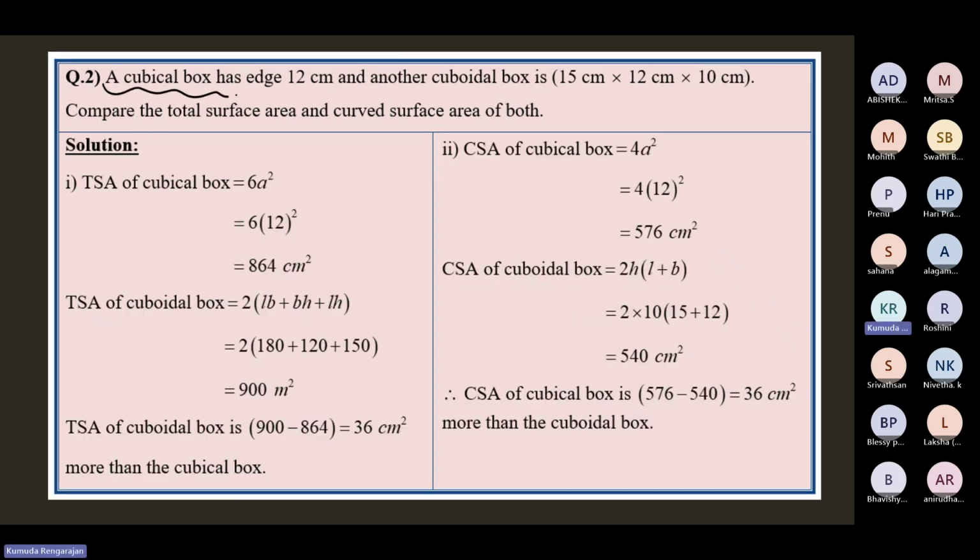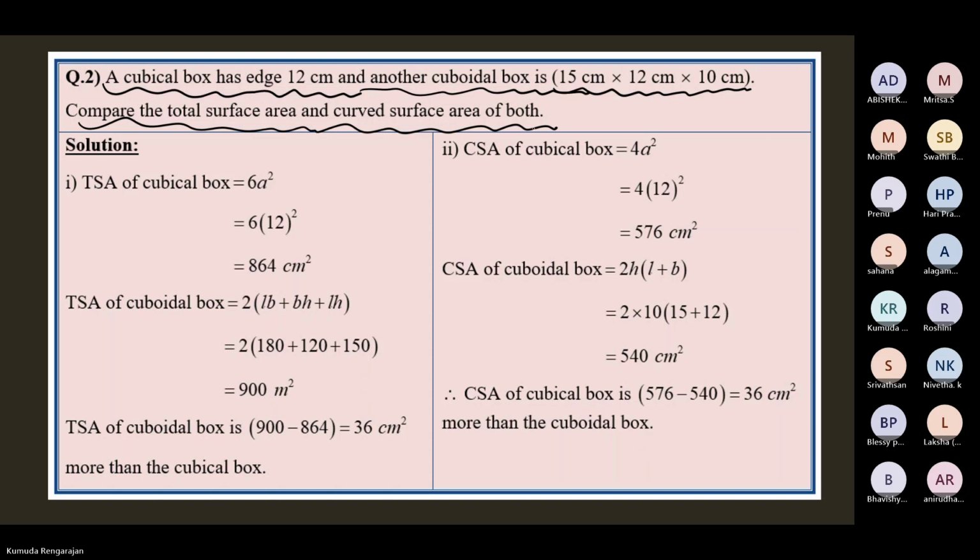A cubical box has edge 12 centimeters. Another cuboidal box is 15 centimeters by 12 centimeters by 10 centimeters. Compare the TSA and the CSA of both. For the cubical box, the TSA formula is 6A square. For the cuboidal box, the TSA formula is 2 of LB plus BH plus LH.